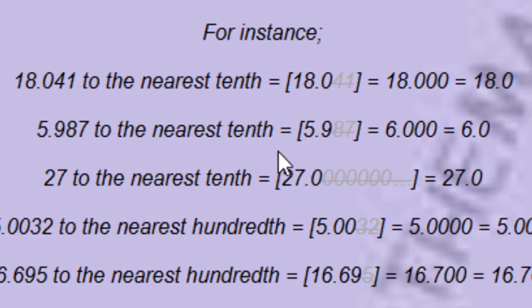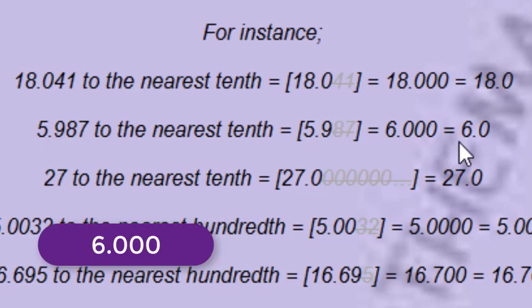So the same way, if I approximate 5.987 to the nearest 10th, I'm going to get 5.9 and 8 being rounded up to this becoming 6.0. So 6.000 is what I'll get, making it 6.0 because I have to leave 1 zero in the 10th place.